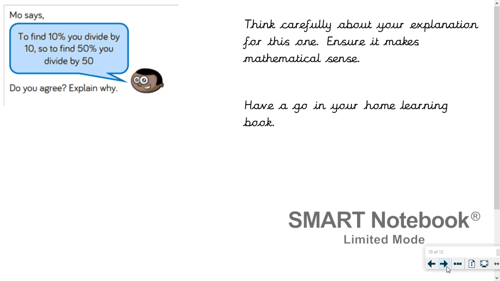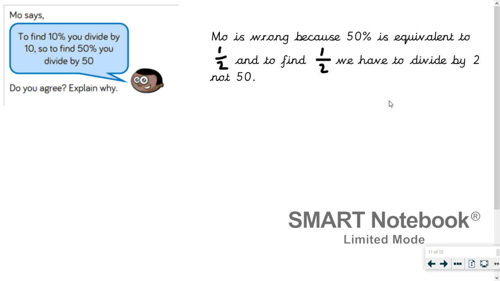Okay, let's go through those answers. Mo is wrong. Hopefully we got that, because 50% is equivalent in fraction terms to a half. And to find a half, we don't divide by 50, we divide by the denominator, which is 2. So we divide by 2, not 50. That's basically the answer. You didn't need a lot of explanation. There it is. If you got something similar, then you would have got it right.